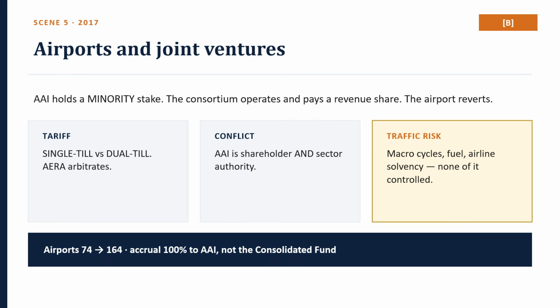The numbers, what are the numbers here? Airports went from 74 in 2014 to 164 in 2025. Passengers in financial year 25 were 421 million, projected to reach 665 million by financial year 30-31, against an operational airport capacity of about 575 million.